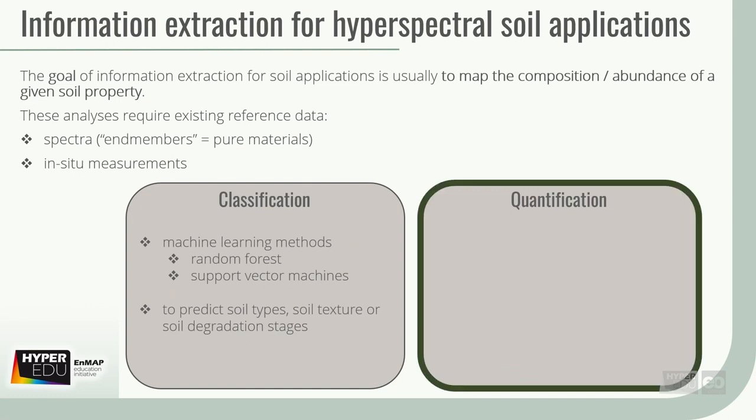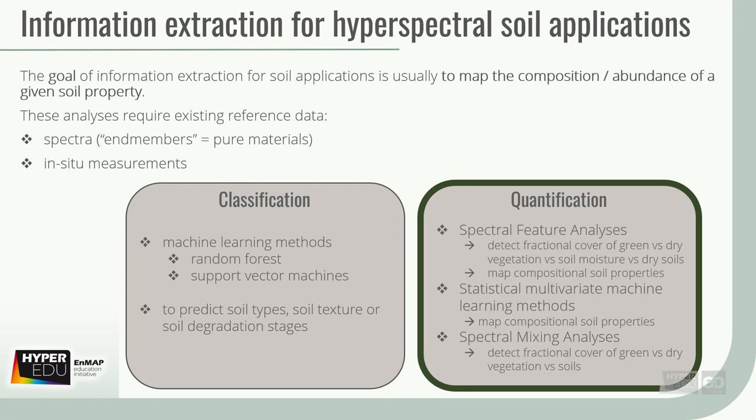From a hyperspectral soil perspective, more common than classification approaches are actually quantification approaches. Therefore, in this course, we want to focus on quantification approaches useful for soil compositional mapping. State-of-the-art methods for the quantitative retrieval of soil properties are spectral feature analyses, such as provided by the NSOMAP toolset in the NMAP box. It allows to detect fractional cover of green versus dry vegetation versus soil moisture versus dry soils, and allows to map compositional soil properties. Then there are statistical multivariate machine learning approaches, allowing to map compositional soil properties.